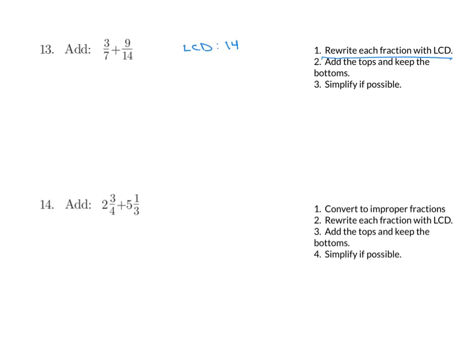So how do we get from 7 to 14? We're going to multiply by 2. Whatever we do to the bottom, we do to the top. So 2 times 3 is 6 over 14 plus 9 over 14. Okay, if we go ahead and add, we get 6 plus 9 is 15 over, we keep the same bottom, do not add them, we keep the bottom, and we get 15 over 14.